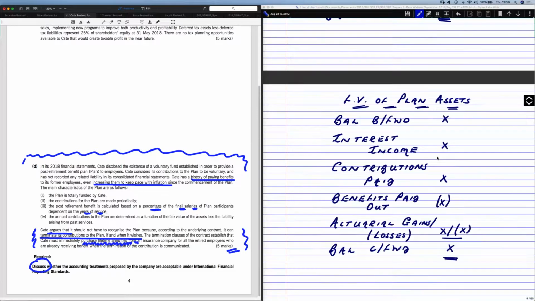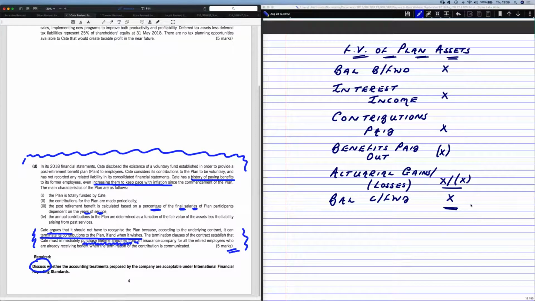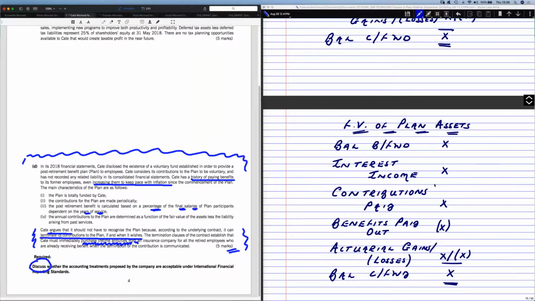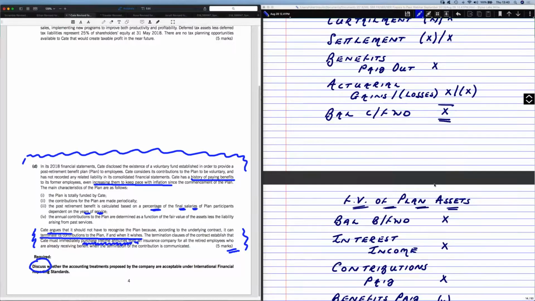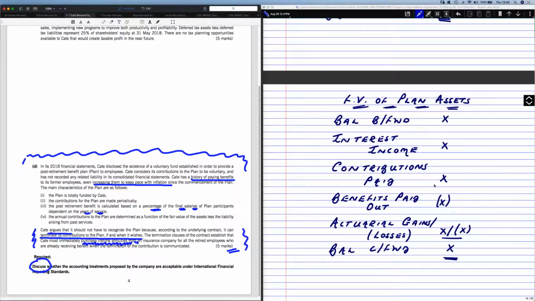And remember, the pro forma is here. As I was suggesting yesterday, in a question, you might see these pro formas combined. Remember, please, that these pro formas are no more, no less than a replication of how the nominal ledger account for a DB scheme is constructed. And one more thing: remember that the only cash flow for the entity is the contributions paid out each year. Everything else is either a charge or a credit to P&L and or OCI.